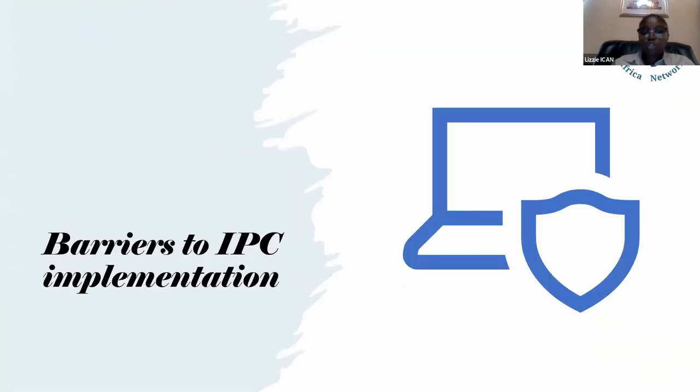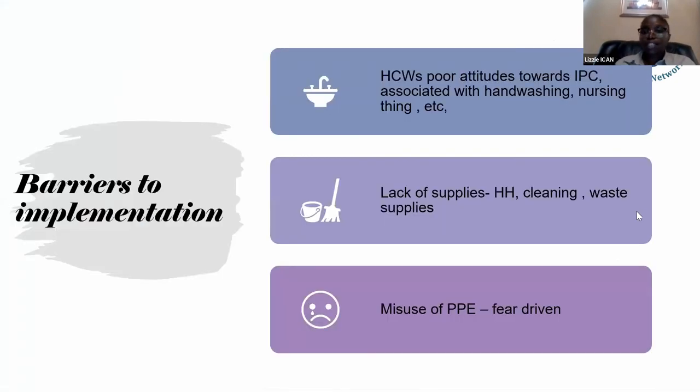And then lastly, I'm going to talk about the barriers to infection prevention and control implementation. I just summarized them in the fact that first and foremost, the major problem is the healthcare worker attitudes towards infection prevention and control. Most of the times, IPC is associated with hand washing, and at times it's called the nursing thing. And hence, most other healthcare workers tend not to be serious with infection control issues, unless when they are faced with an outbreak.